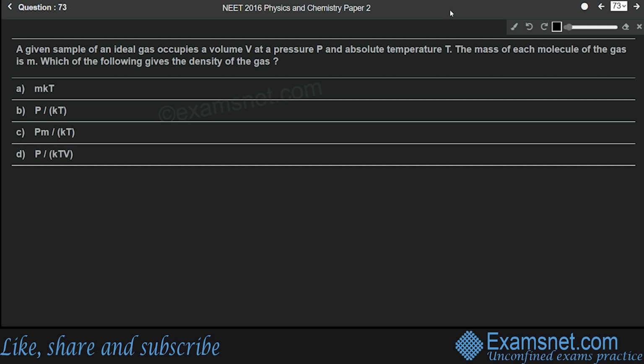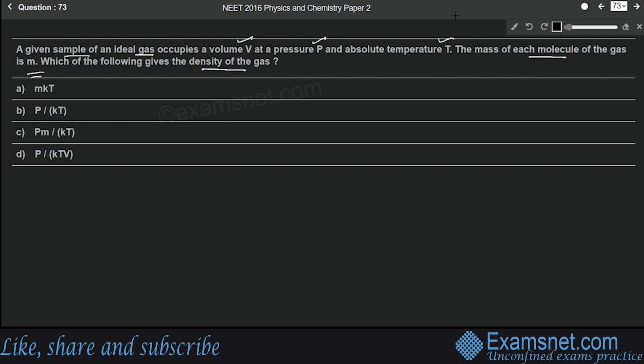Question number 73 is again from the chapter Thermodynamics, and the question is, a given sample of an ideal gas occupies a volume V at a pressure P and absolute temperature T. The mass of each molecule of the gas is m. Which of the following gives the density of the gas?